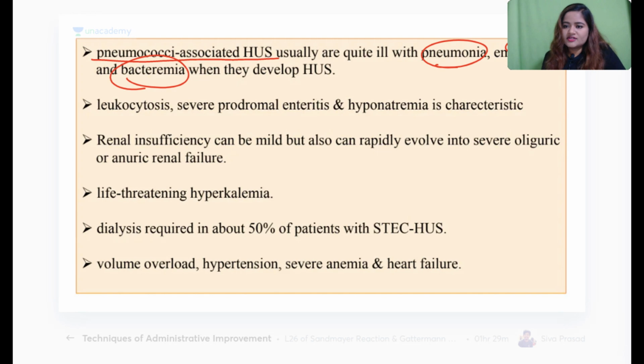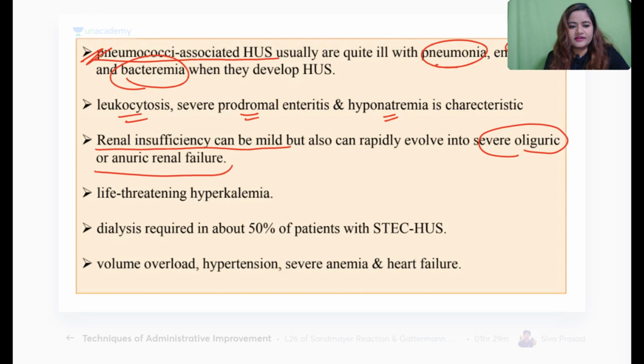Apart from diarrhea, जो हमने बाकी etiologies पढ़े थे, multisystem diseases थे, pneumococci was there, infective etiology was there. So out of these pneumococci के वजह से अगर HUS किसी को हुआ है तो definitely उस patient को pneumonia होगा, empyema होगा and bacteremia would be present. If you run the other tests, then you will see that leukocytosis is going to be present. There is severe prodromal enteritis and hyponatremia. Now renal insufficiency can be mild but also can rapidly evolve to give rise to severe oliguric renal failure.